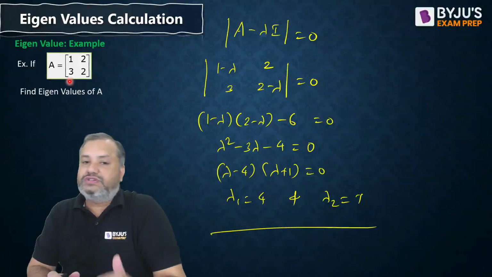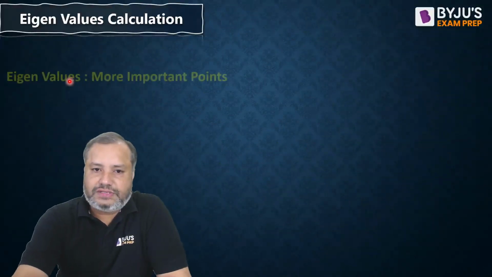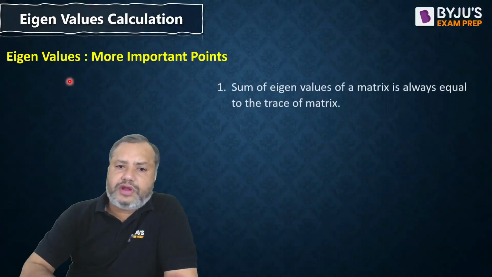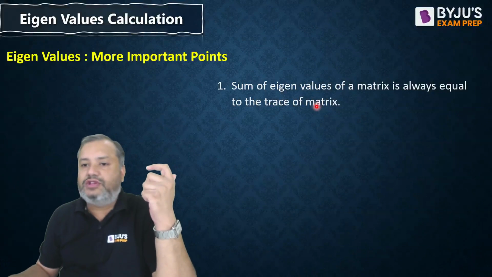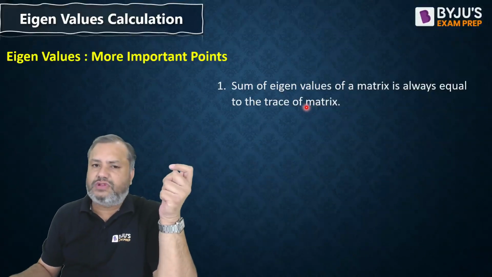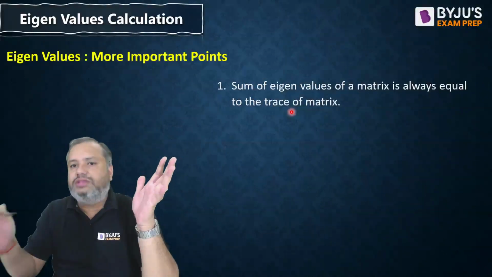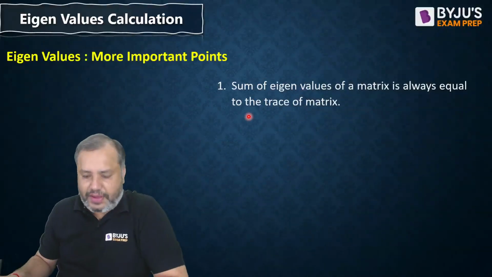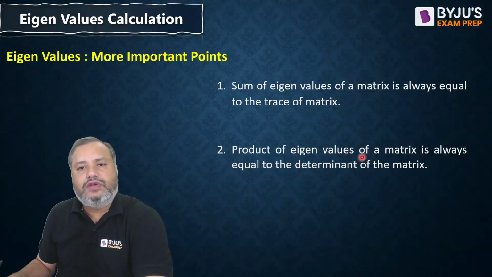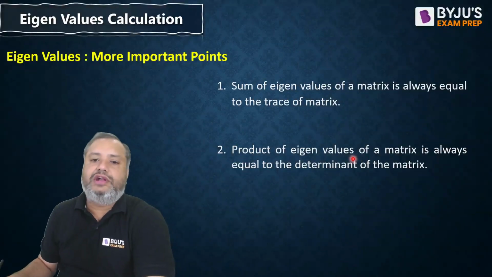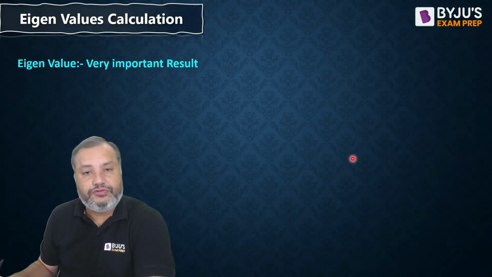Now we are moving towards few very important points related to the eigenvalues. So students, few more important points. For a matrix, if you add all the eigenvalues together, that will always be equal to the trace of the matrix. Are you aware of the trace? Trace means, in a square matrix, the sum of all the principal diagonal elements. Product of eigenvalues is always equal to the determinant of the matrix.